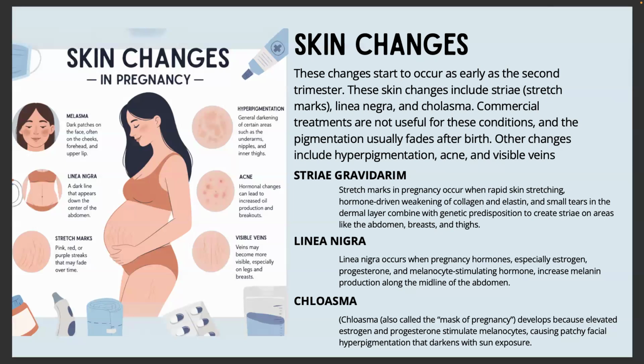The next one is linea nigra. It's a dark line down the abdomen that's caused by an increase in melanin production. It's completely normal. It's a lot more noticeable on darker skin tones, and it's going to also fade after delivery.